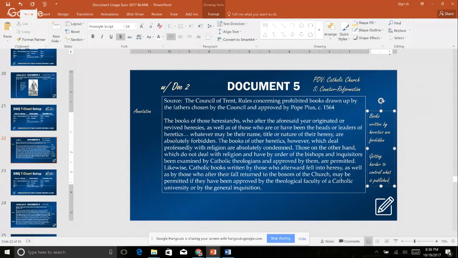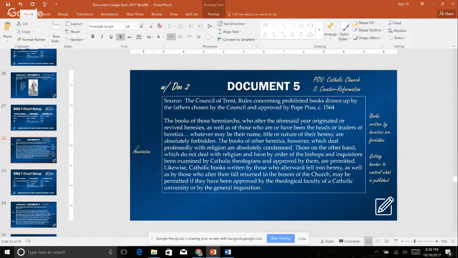The books of other heretics, however, which deal professedly with religion, are absolutely condemned. Those, on the other hand, which do not deal with religion and have, by order of bishops and inquisitors, been examined by Catholic theologians and approved by them, are permitted. Likewise, Catholic books written by those who afterwards fell into heresy, as well as by those who after their fall returned to the bosom of the church, may be permitted if they have been approved by the theological faculty of a Catholic university or by the General Inquisition.